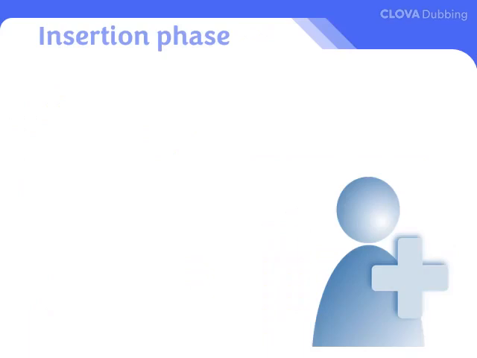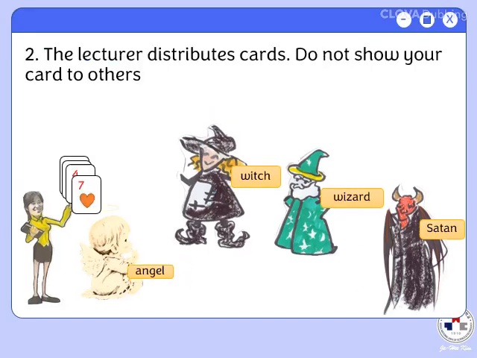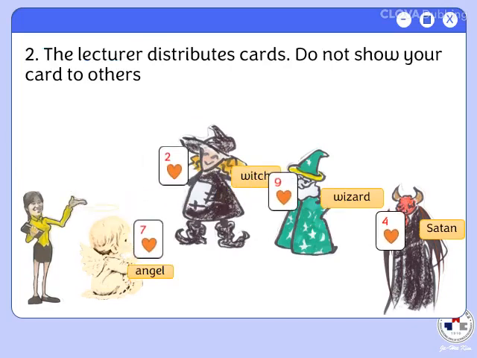Then I'll explain how to actually play the game with animations. First, we play a game about the process of inserting nodes into the linked list. When the game starts, all students except the lecturer have their own names. The lecturer will hand out cards. Students, don't show your card to anyone yet. At the start of each turn, the instructor calls out the number of the card to be inserted.